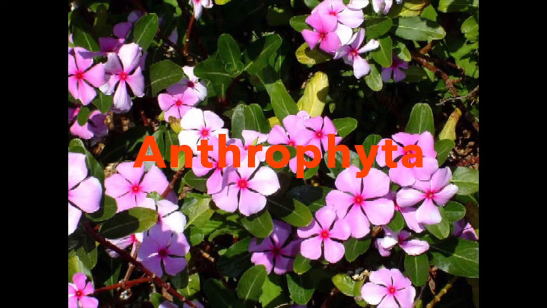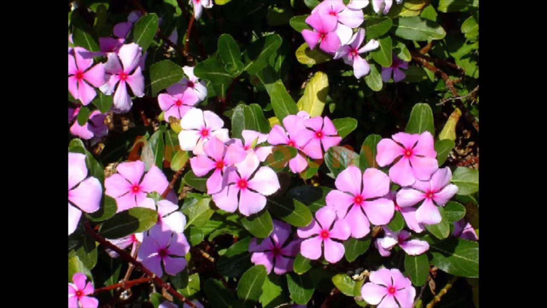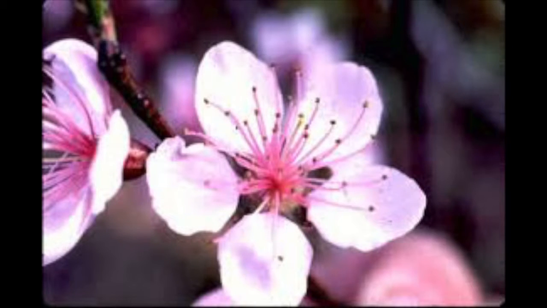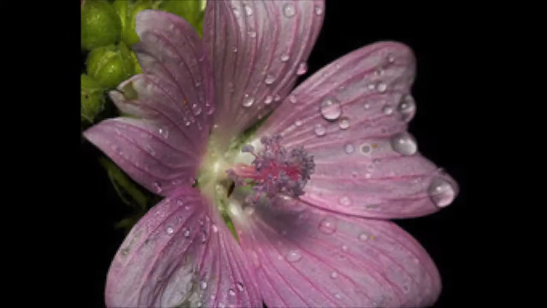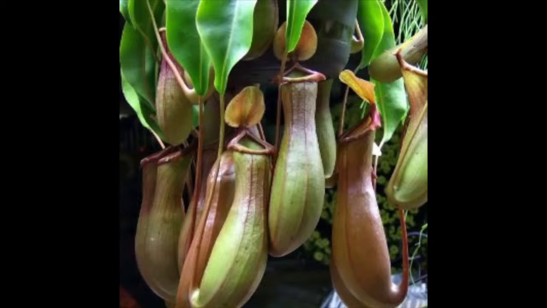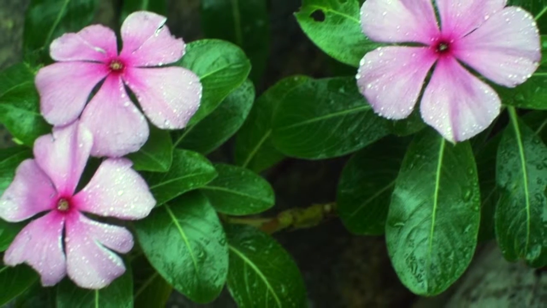Another phylum is the division Anthophyta. This phylum consists of flowering plants. Plants in this division all have broad, flat leaves, and they have a part of the plant that produces pollen. Examples of plants in this phylum are the Asian pitcher plant and the Madagascar periwinkle.